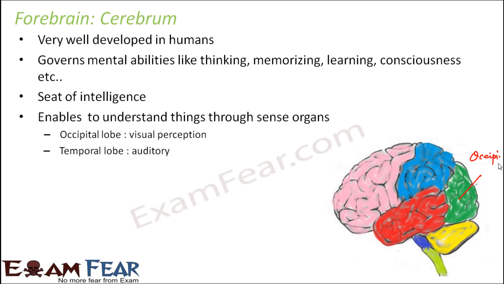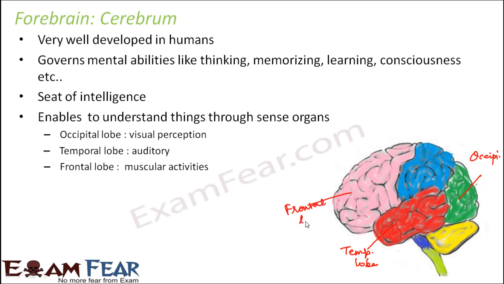Similarly, there is another lobe called the temporal lobe, which is the auditory lobe. This one is the temporal lobe. It helps us interpret whatever sounds we hear. Like if you hear the roar of a tiger, you get to know that this is a tiger. That interpretation of sound is done by the temporal lobe. Then there is the frontal lobe for all the muscular activities. This portion is the frontal lobe.